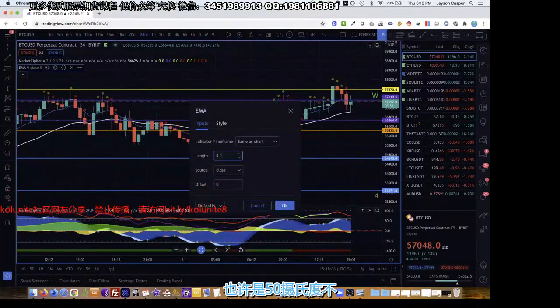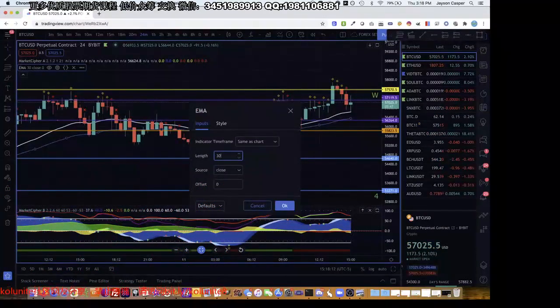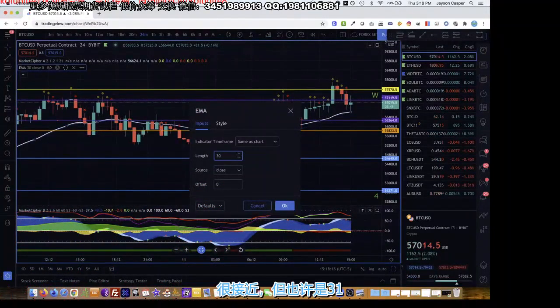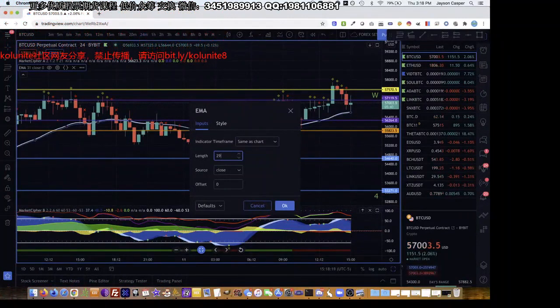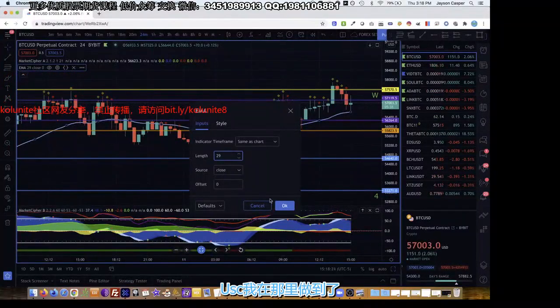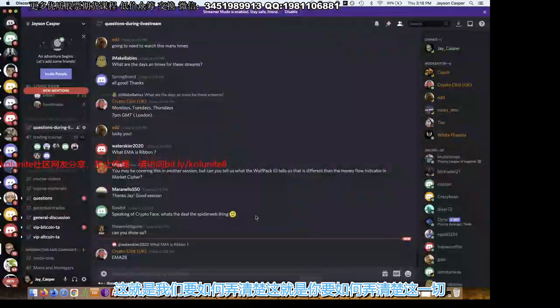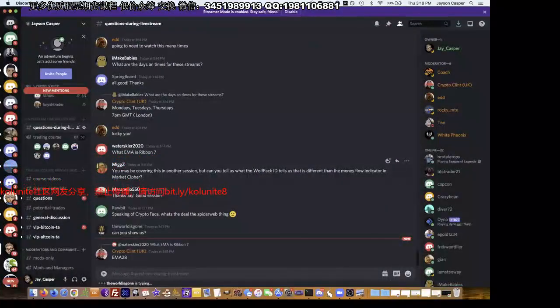I'm going to have to go over here and let's see. Maybe it's a 50. Nope, it's not a 50. Maybe it's a 30. Close, but maybe it's a 31 or a 29. It looks like it's a 29. Ribbon 7 is 29. You guys see how I did that there? That's how you're going to have to figure them all out.